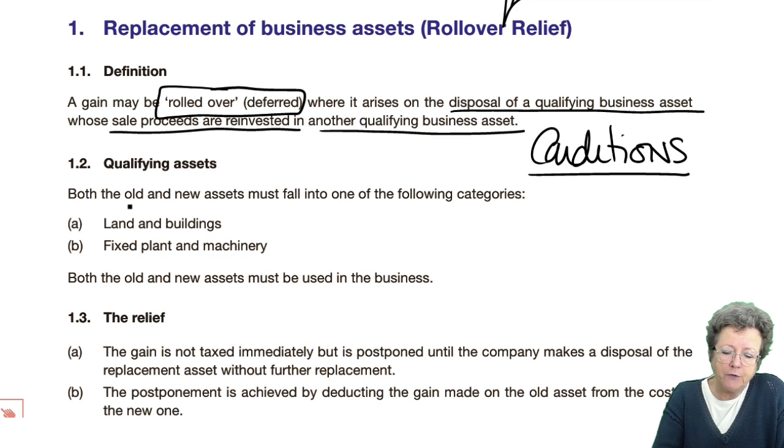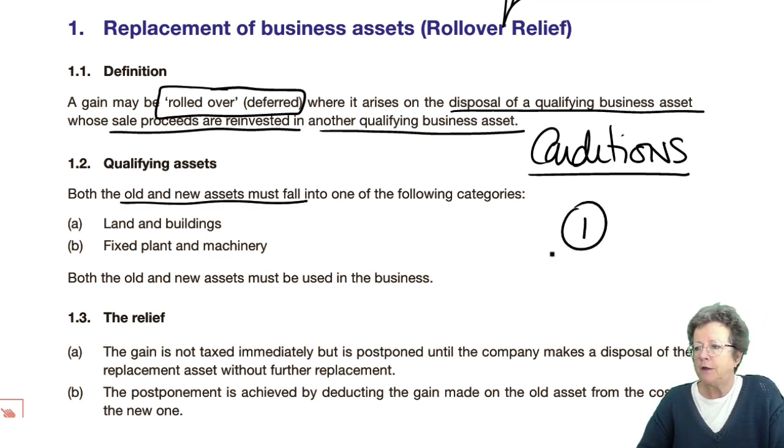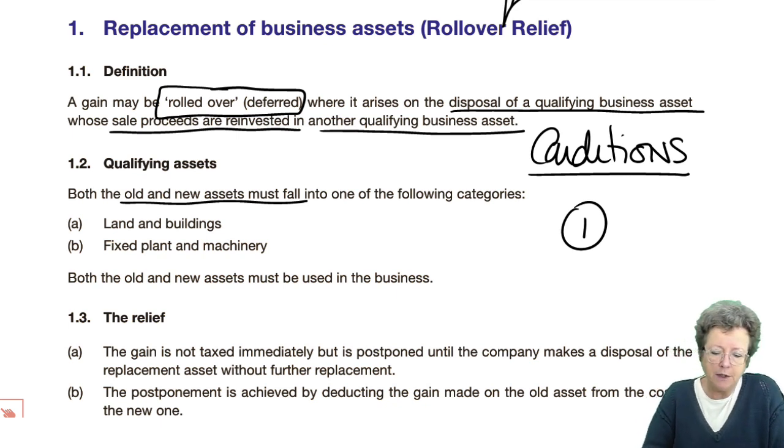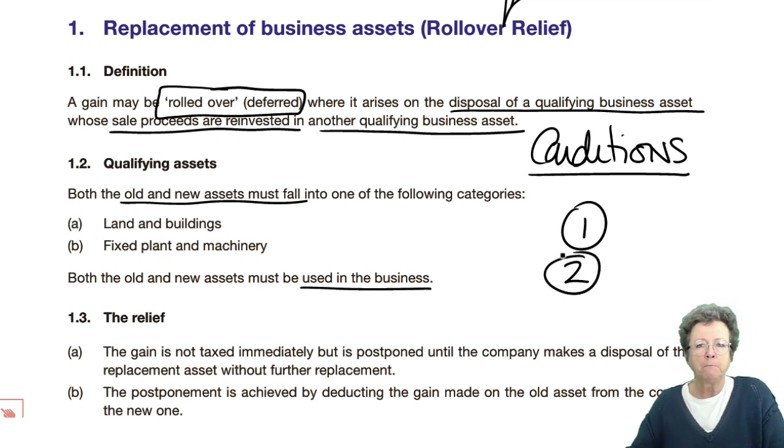Okay, so both of the old and the new assets must fall within these categories. They must be land and buildings or fixed plant and machinery. They must be used in the business. That's the second condition. And these conditions you need to bring to mind when you are dealing with a capital gains tax position calculation, information from an exam question for companies.